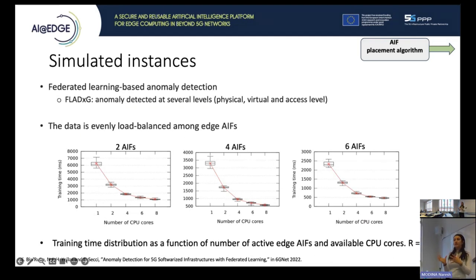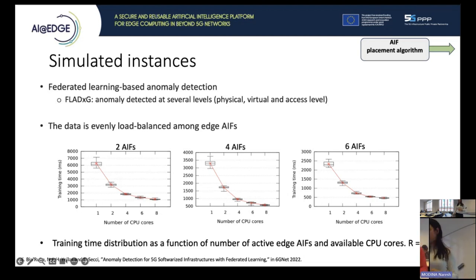So for evaluating and estimating these times, what we have done is that we took the federated learning framework that I presented a few minutes ago. And then we tried to understand how this training time behaves when we increase the number of IAFs and also when we increase the CPU resources. We have done an estimation of 2 IAFs, 4 IAFs, and 6 IAFs while running the FLAD XJ for the anomaly detection using different types of data. Here, as you can see, the training time is reducing when we increase the number of IAFs and also when we increase the number of CPU cores.